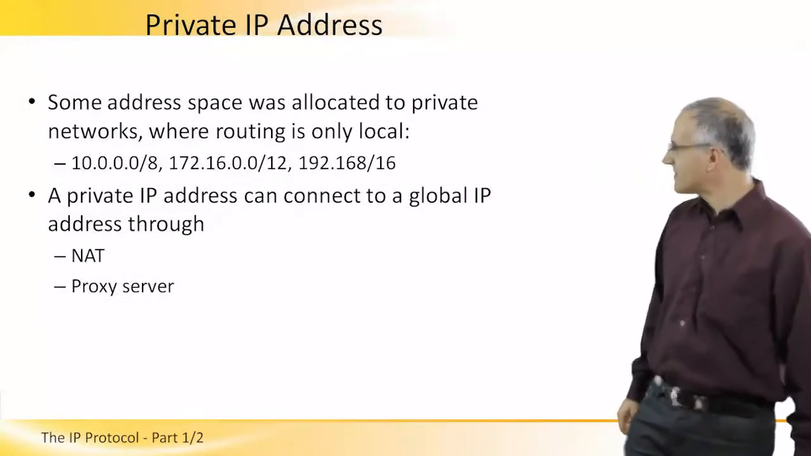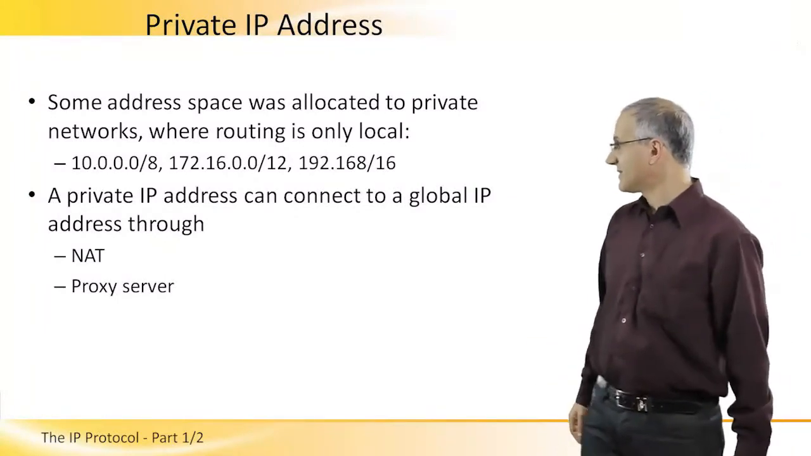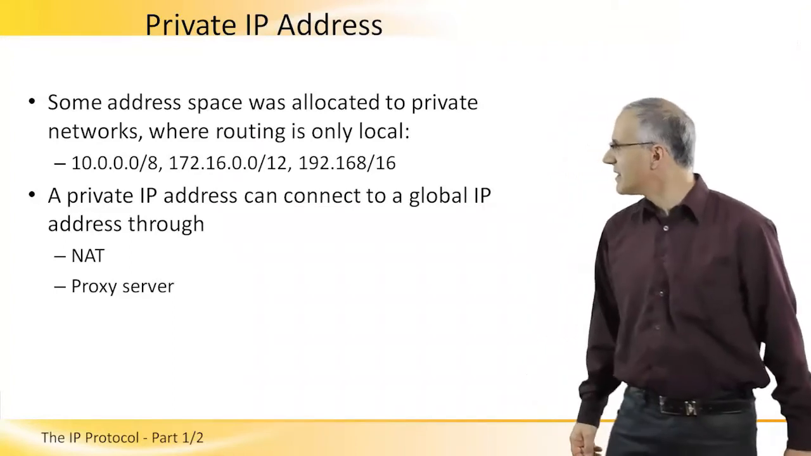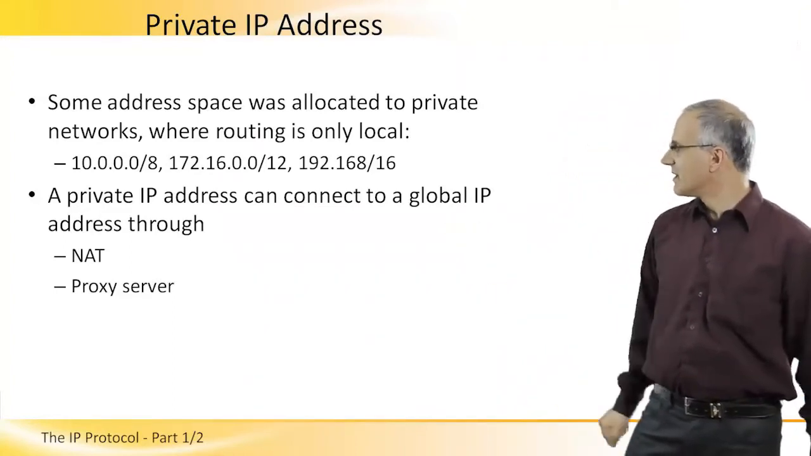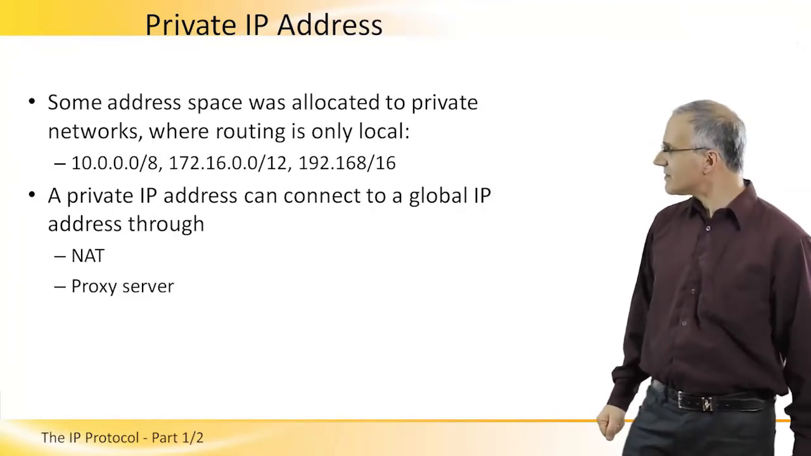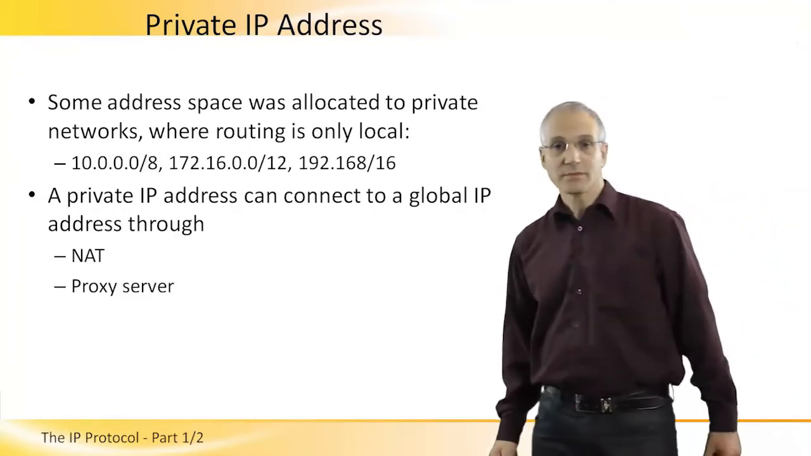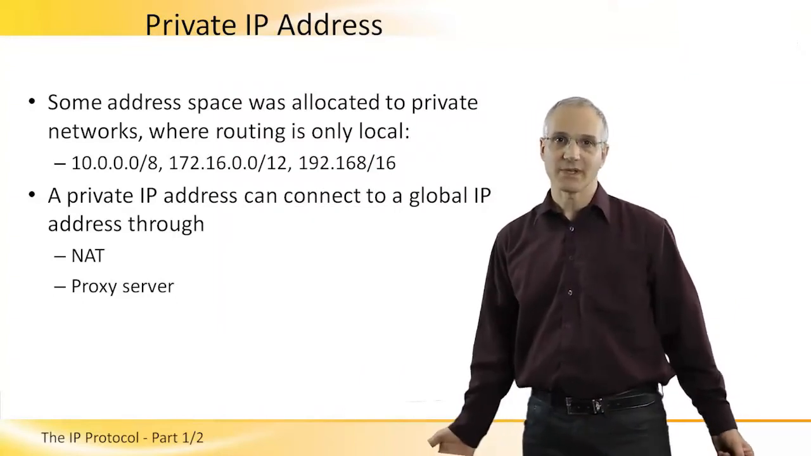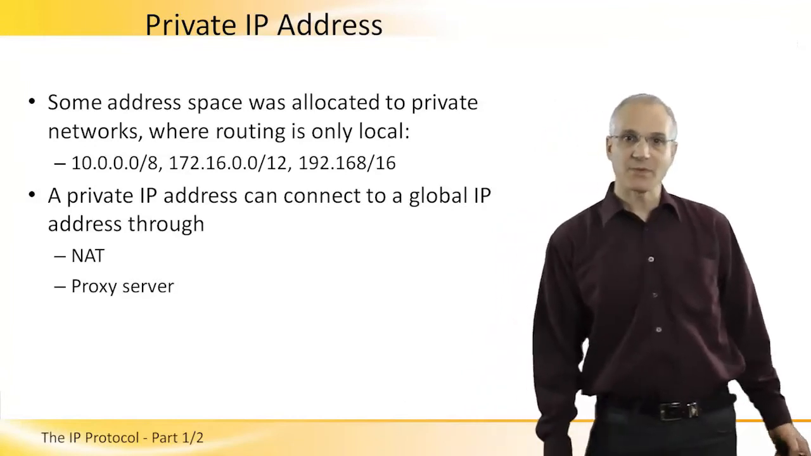Some portion of the address space was allocated to private IP addresses. There are three address prefixes that you see here that were allocated for this case. And this is used in cases where organizations don't need to route outside of their network, but they still want to use the IP protocol.